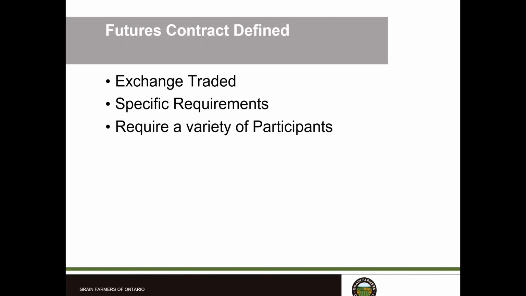There are certain requirements that are needed, and I'll explain in the next slide. And of course, the next thing is that they require a variety of participants. You can't just have all like-minded people there because they're not going to trade with each other. You have to have a different variety of participants with different needs.